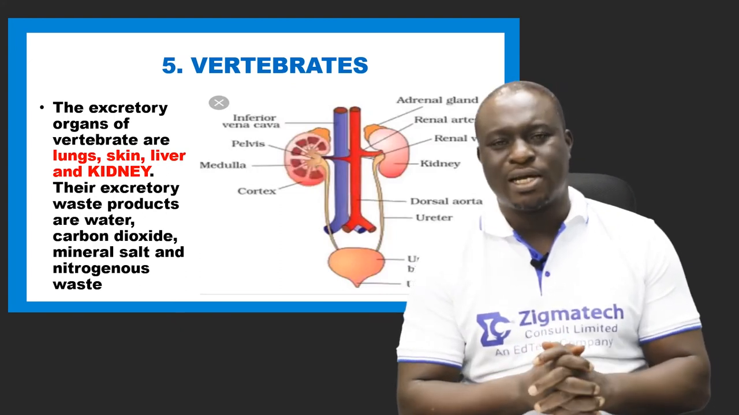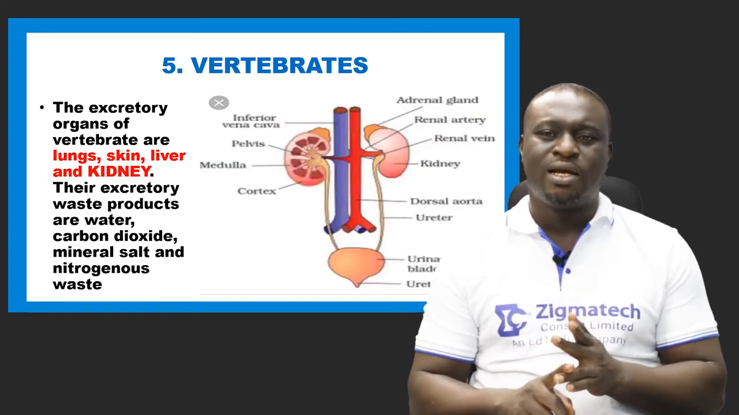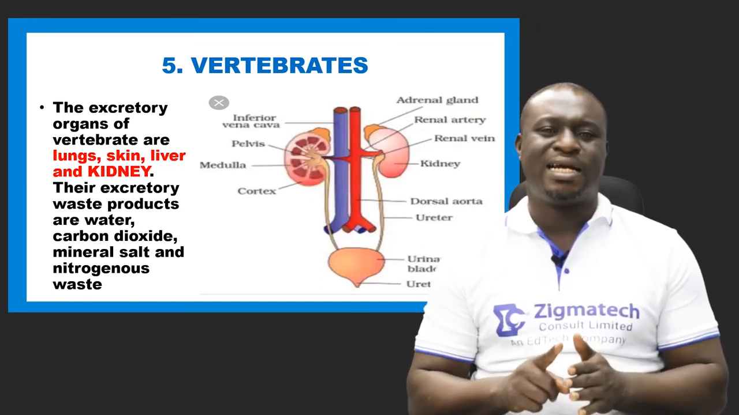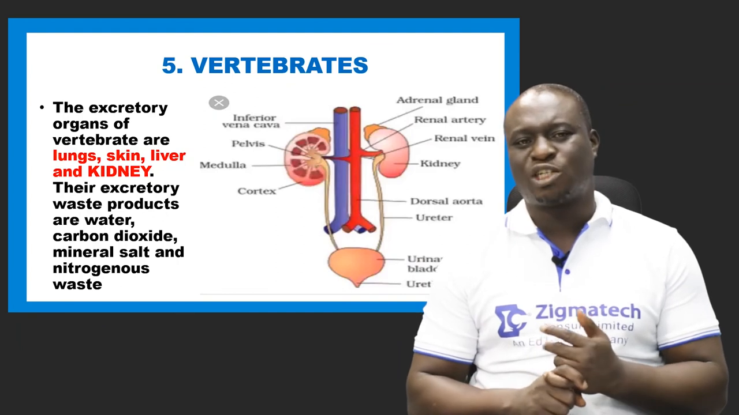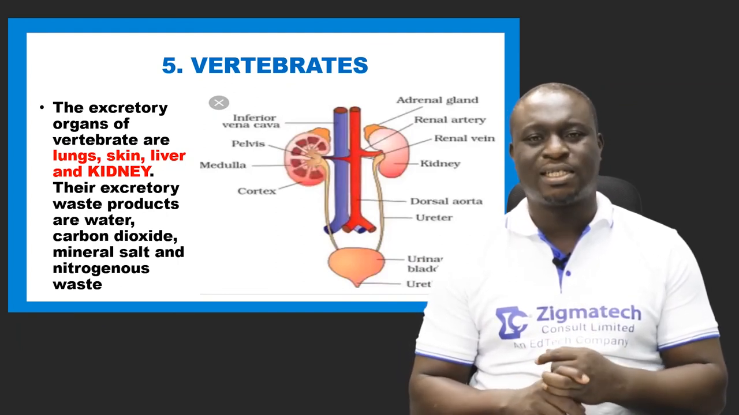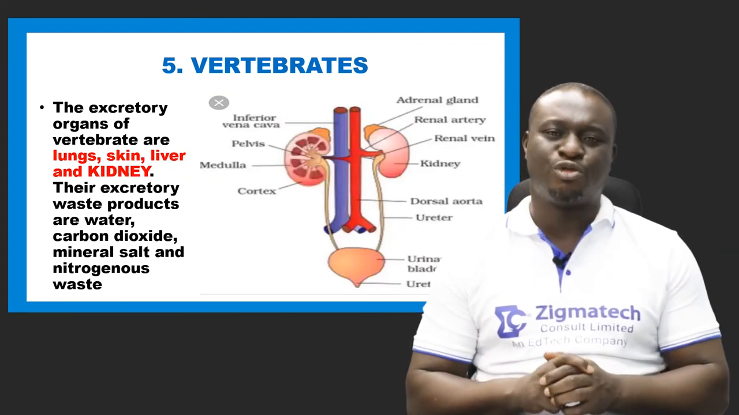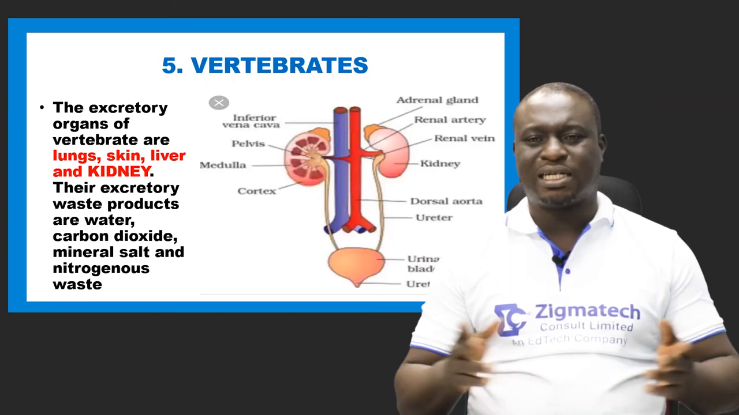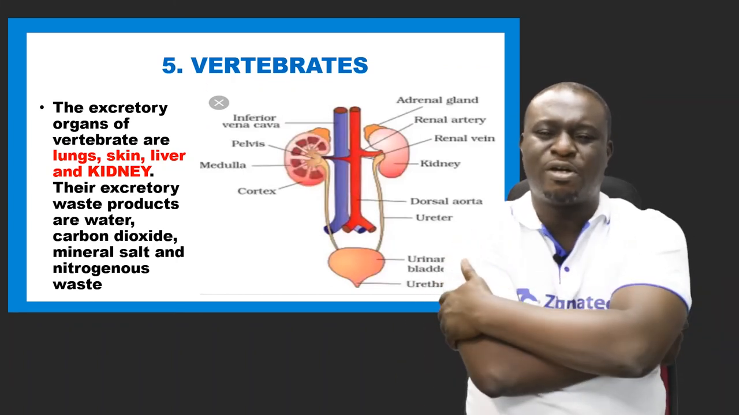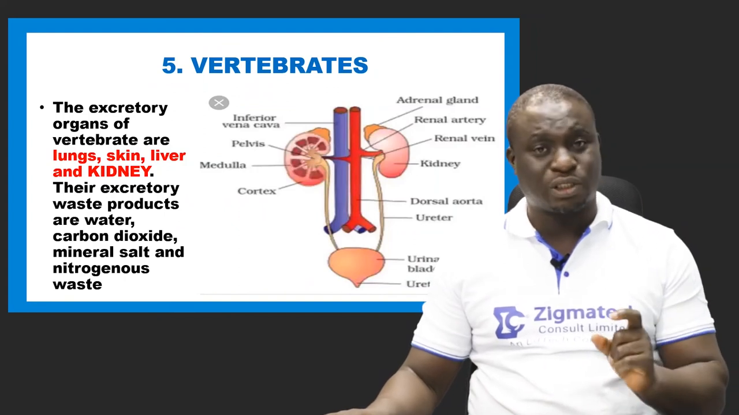The excretory organs in man include the lungs, the skin, the liver, and the kidney. The lungs excrete carbon dioxide, the skin excretes sweat, the liver excretes bile, and the kidney excretes urine. These are some of the excretory waste that is removed from the body of vertebrates, mostly man.